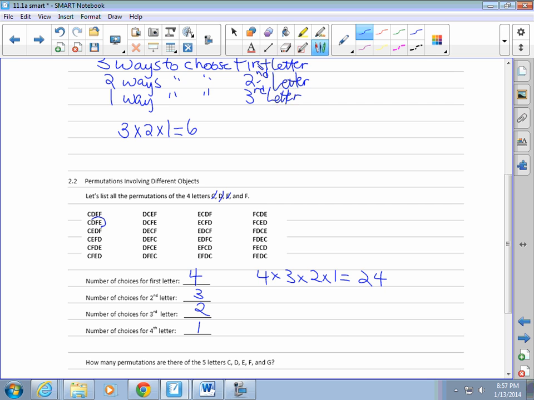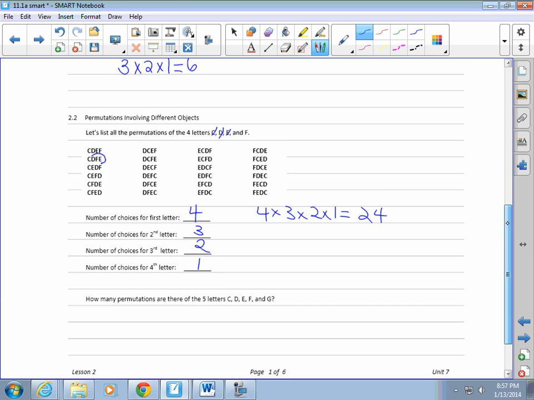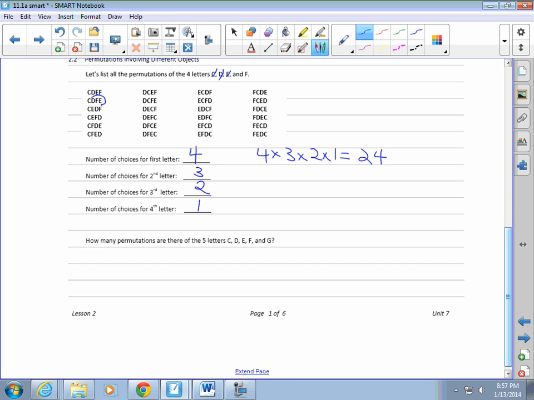So what if I have 5 letters that I want to find the permutations for? Well, how many do I have?